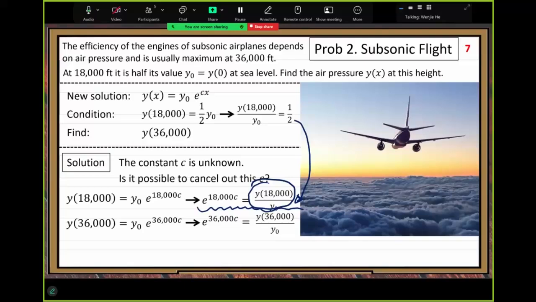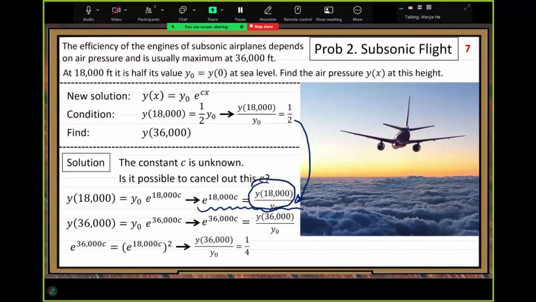The bottom one is the square of the upper number. Let's use that observation, because this number equals the square of that number. 2 times 18,000C is the same as 16,000C. Then we look at the right-hand side.